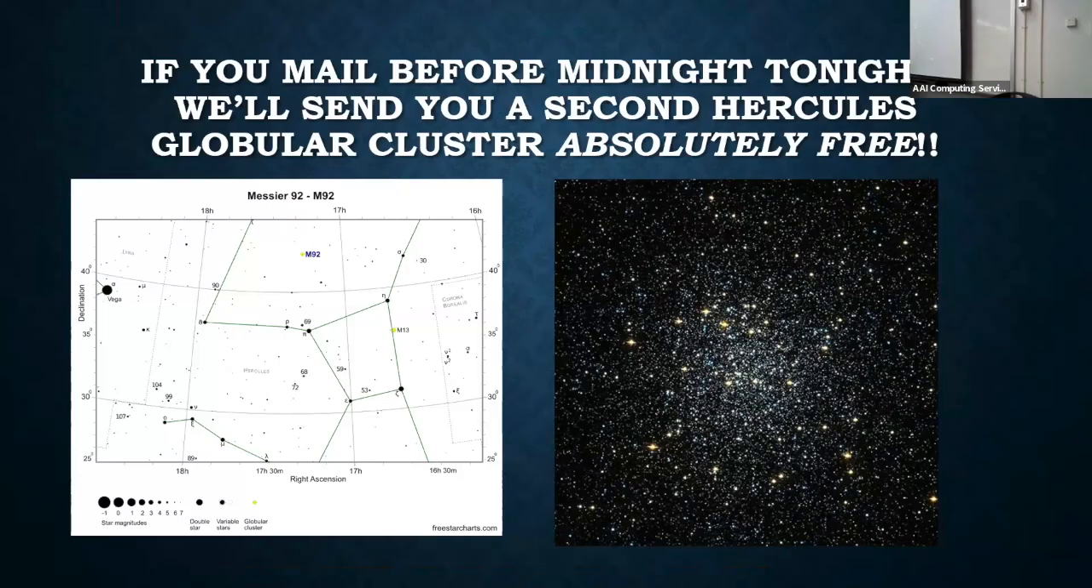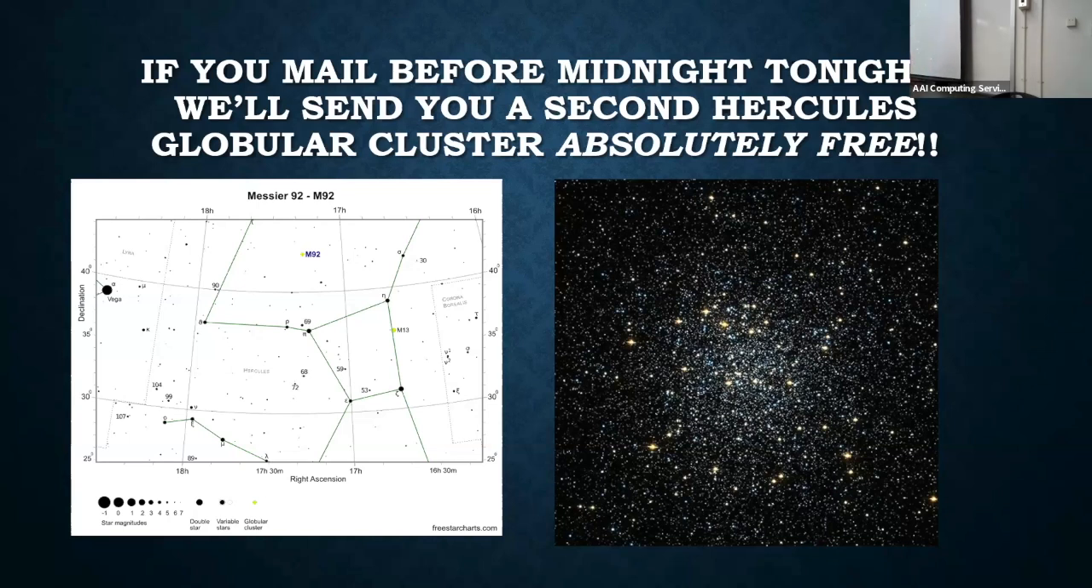However, it blinds people to the fact that there's another really good globular cluster in Hercules that most people don't spend time looking for, that they might be better off if they did. It's over here, called M92. Here's a picture of it. This is from Hubble. It's not from one of our members.